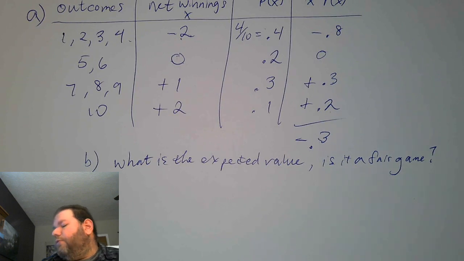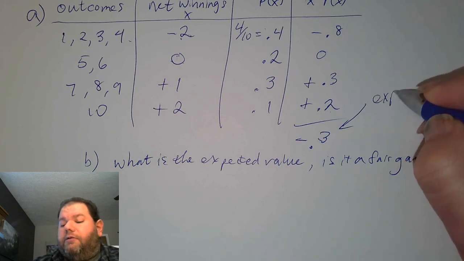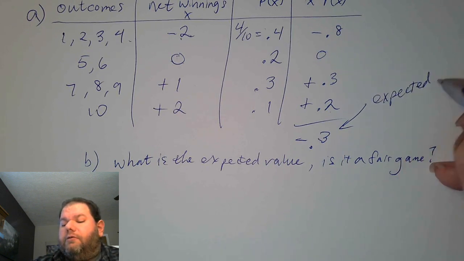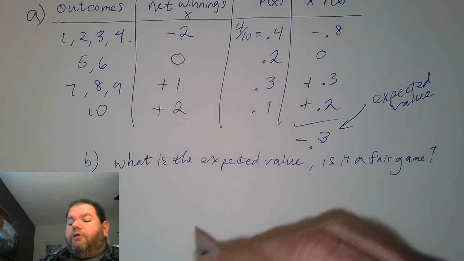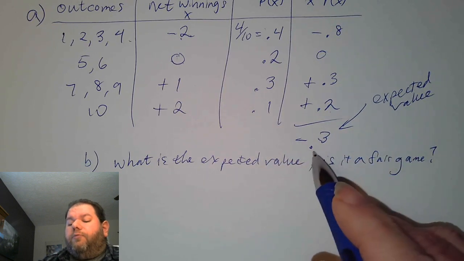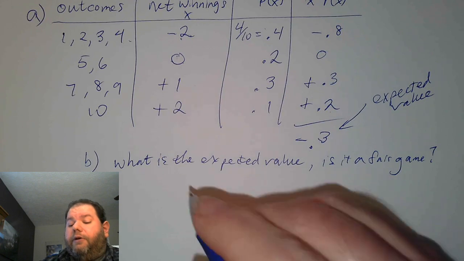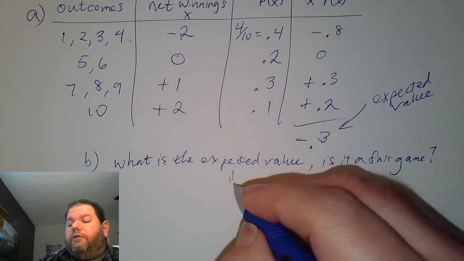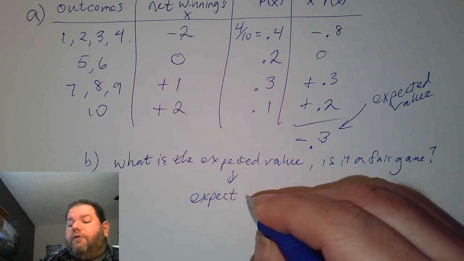So first of all, what is our expected value? Well, the expected value is the number that we just calculated right here. Okay, so our expected value is that we lose $0.3, which is the same as 30 cents if you want to look at it that way. So we expect to lose 30 cents on average.